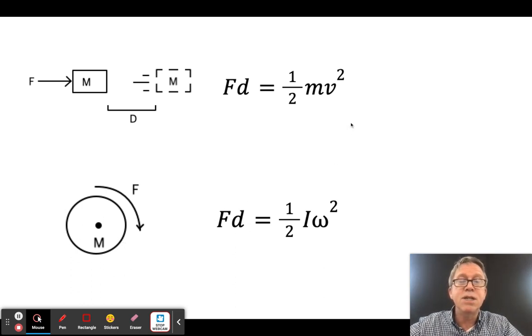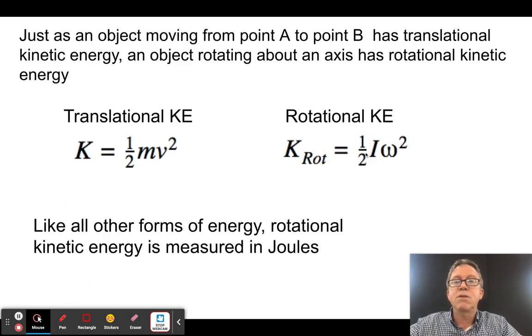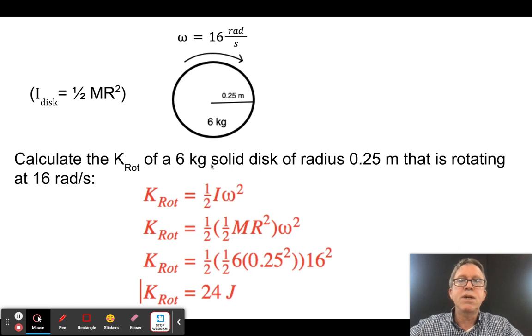And to do the kinetic energy, I just go look, instead of m, I have I, instead of v, I have omega. And there you go. The force times distance is going to equal 1 half I omega squared. So translational kinetic energy and rotational kinetic energy are identical to each other. It's just which way the particles are moving. And since it's work done and energy transferred, it's going to be measured in joules, just like it was before. So let's just try an example of one like this. We're just going to calculate this and work with it a little bit.